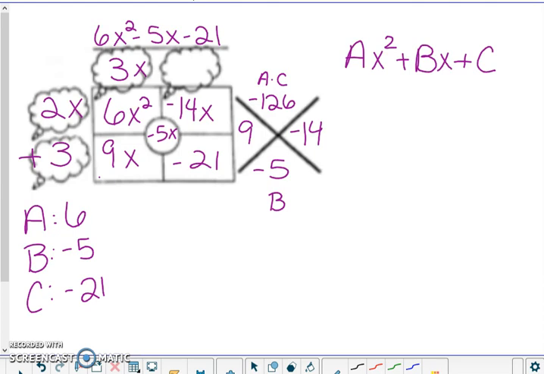And finally, on this thought bubble, we're going to put a negative sign because the 14 is negative, and we're going to ask ourselves, what is negative 14 divided by 2? Well, negative 14 divided by 2, of course, is 7. So our factors turn out to be 3x minus 7 and 2x plus 3. And that's actually all there is to it.